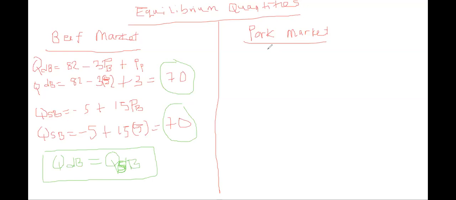You do the same thing for the pork market. So the equilibrium quantity for beef is 70. So this was question 2 that we were looking at. So the equilibrium quantity of beef that was demanded and supplied is 70.